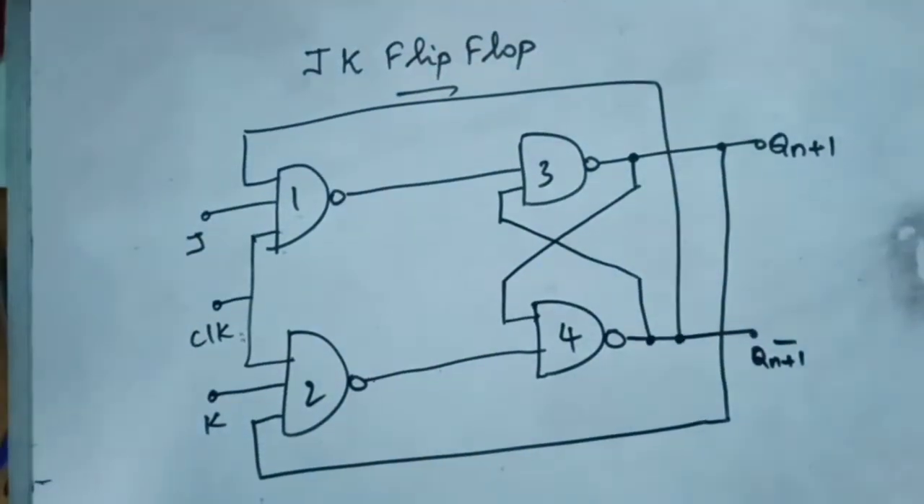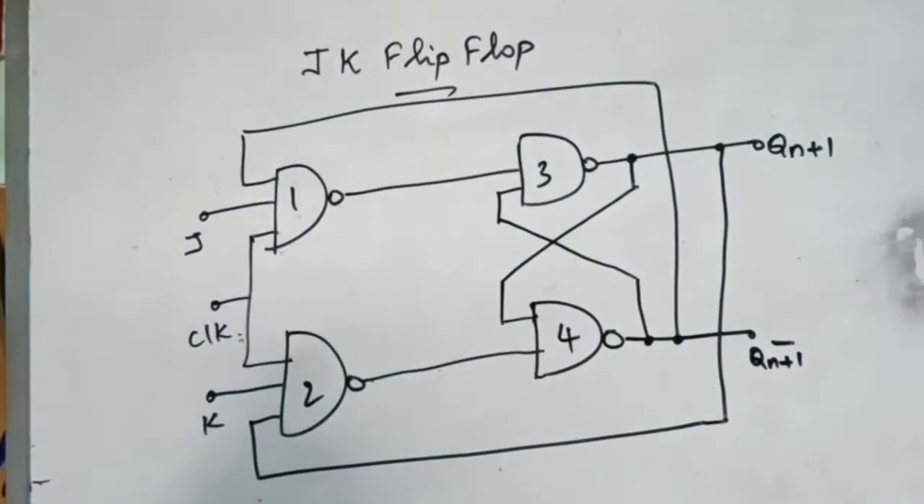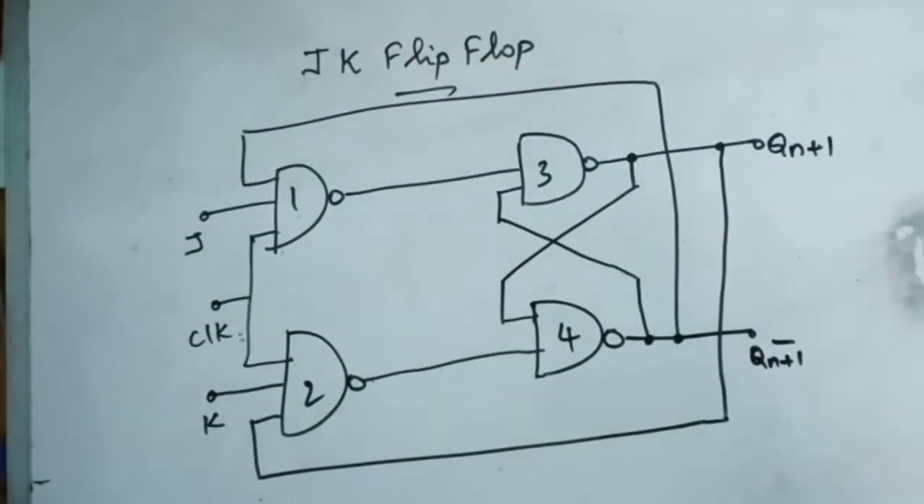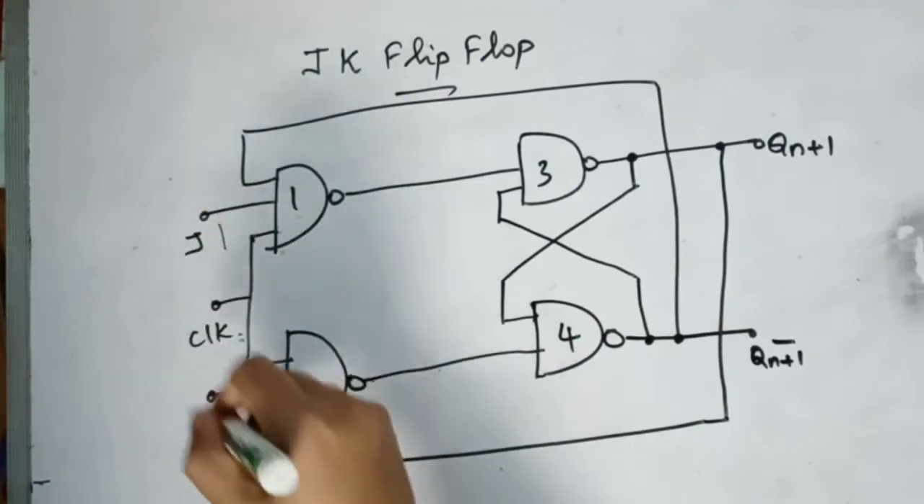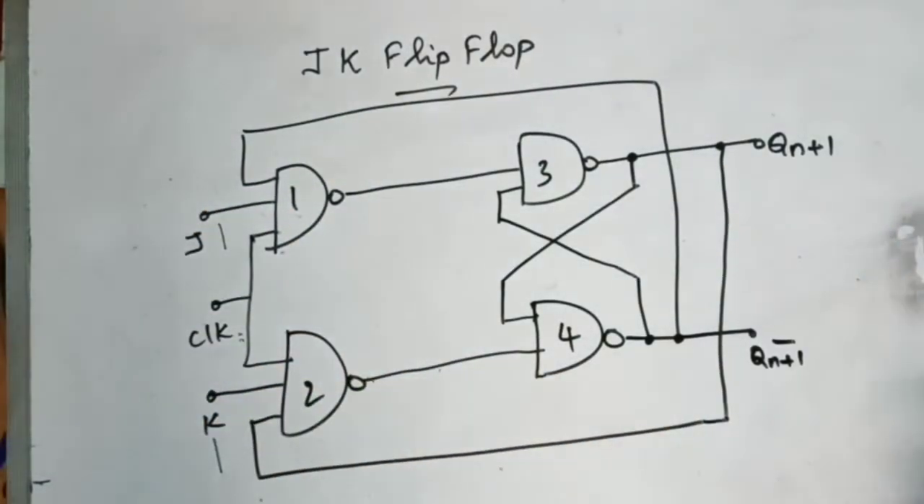So this is a JK flip-flop. We saw the truth table of a JK flip-flop previously. So we know that in a JK flip-flop, if J equal to 1 and K equal to 1, then Qn plus 1 equal to Qn bar. Okay, this is what we know. So using this, we'll just analyze this particular circuit.